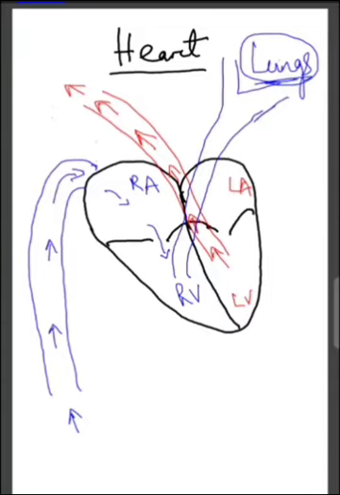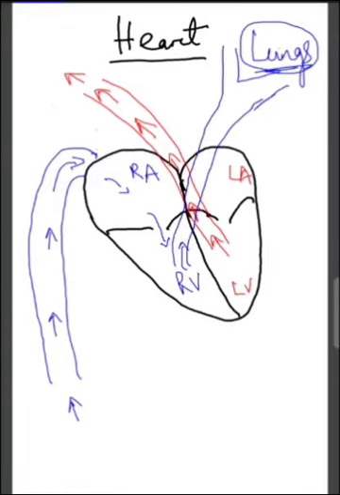When you inspire, we take in oxygen, and there will be exchange of gases in the lungs. The deoxygenated blood will give away carbon dioxide, and in exchange it will take up oxygen. So now it will be oxygenated. This oxygenated blood comes back to the heart through the pulmonary veins, and it reaches the left atrium.